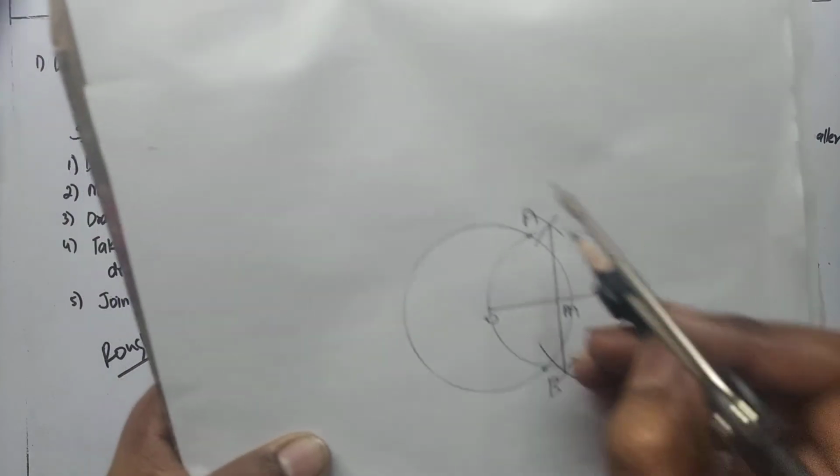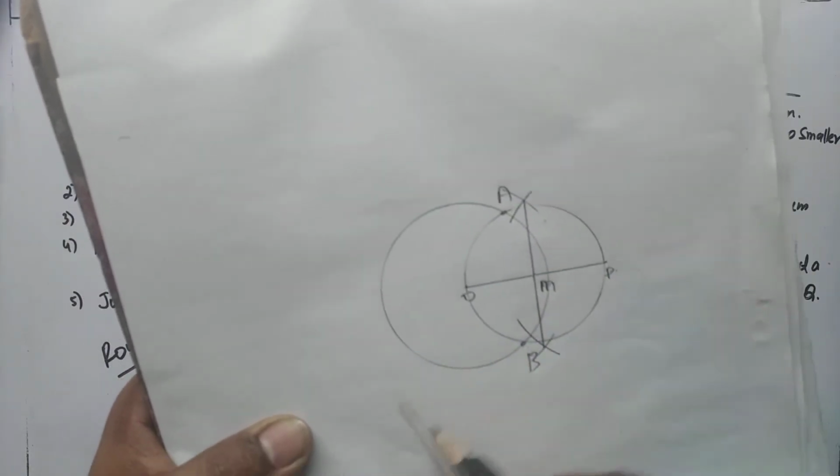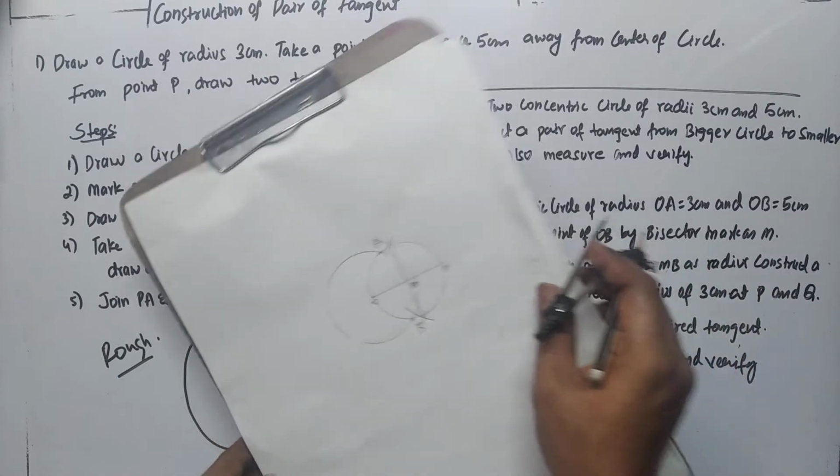Next, join P to A and P to B. Draw the lines, which will be your pair of tangents.